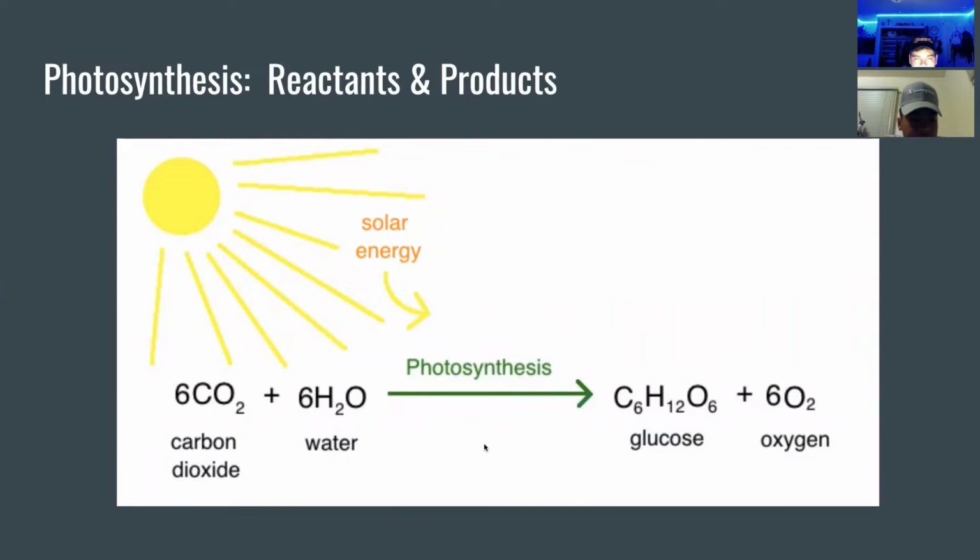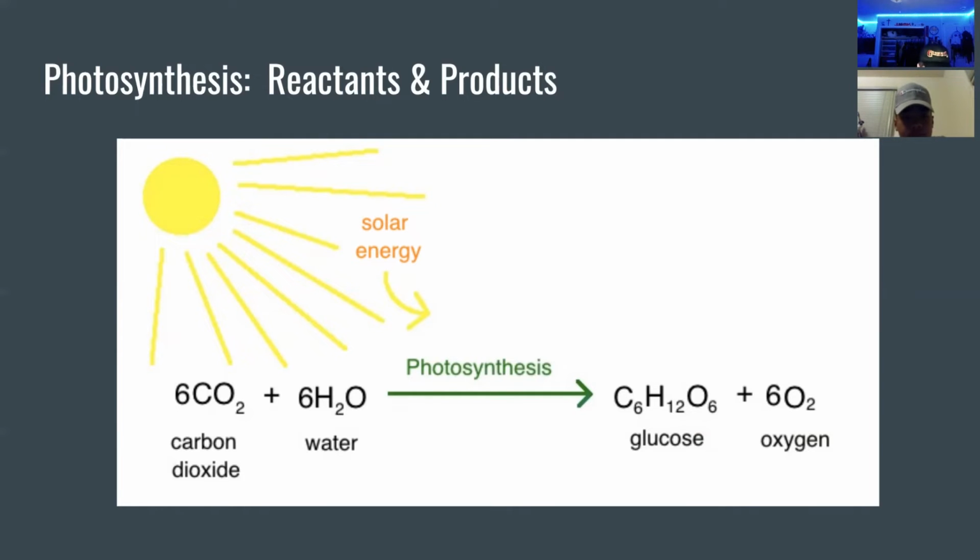Photosynthesis, reactants, and products. This is the equation for photosynthesis. It starts off with 6CO2 plus 6H2O with solar energy, creating C6H12O6 plus 6O2.